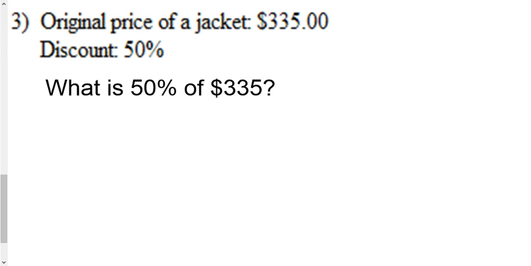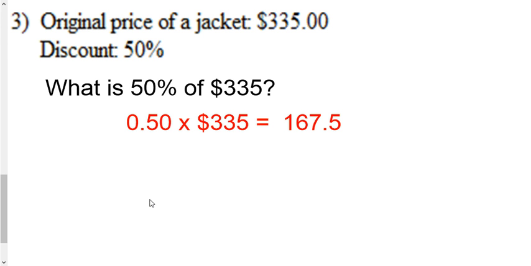Ask yourself, what is 50% of $335? Flip the percent into a decimal, and then multiply it by the original price. On your calculator screen, it'll show that it's 167.5. But remember, we're talking about money, so don't forget to put your dollar sign on there.